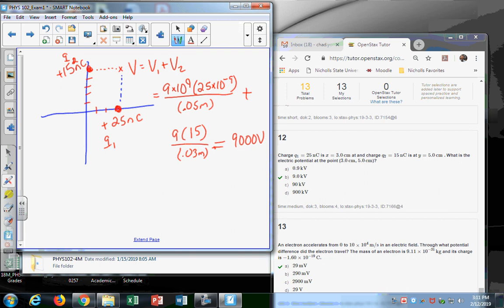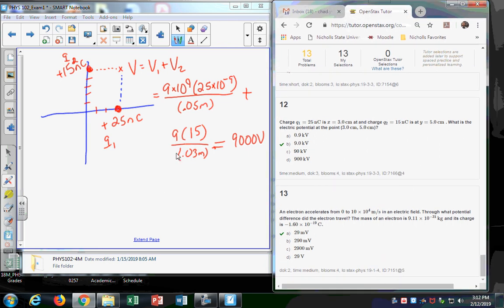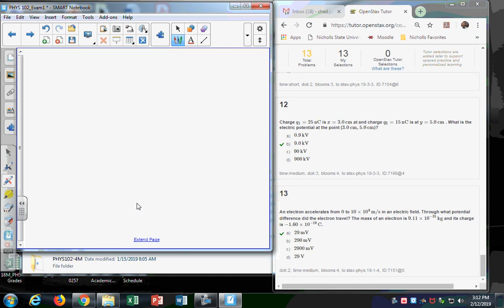For the last question on here, for 13, I got it right, but I'm going to be honest, I lucked out because I guessed, because I had no idea how to do that. Okay, nothing wrong with guessing. Let's see, electron accelerates.